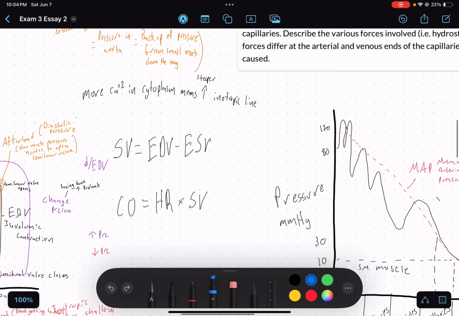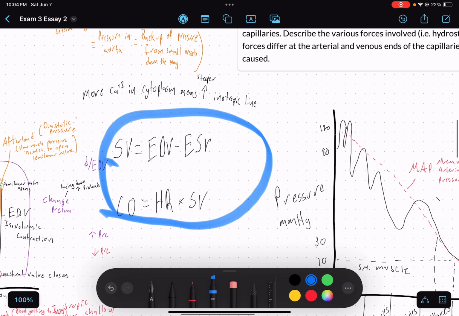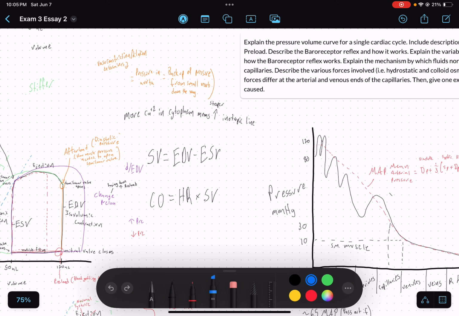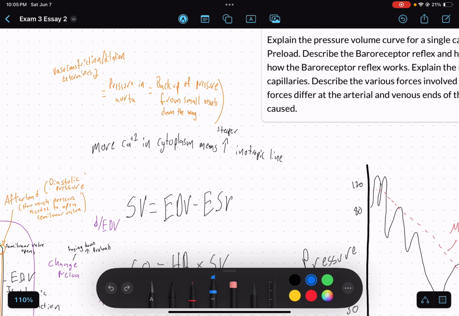Just want to go through some equations real quick. We talked about stroke volume being your end diastolic volume minus your end systolic volume. Cardiac output is going to be your heart rate, the number of times your heart beats, times your stroke volume, the amount in your ventricles. Something also to be aware of is that the more calcium you have in your cytoplasm, the steeper your inotropic line.